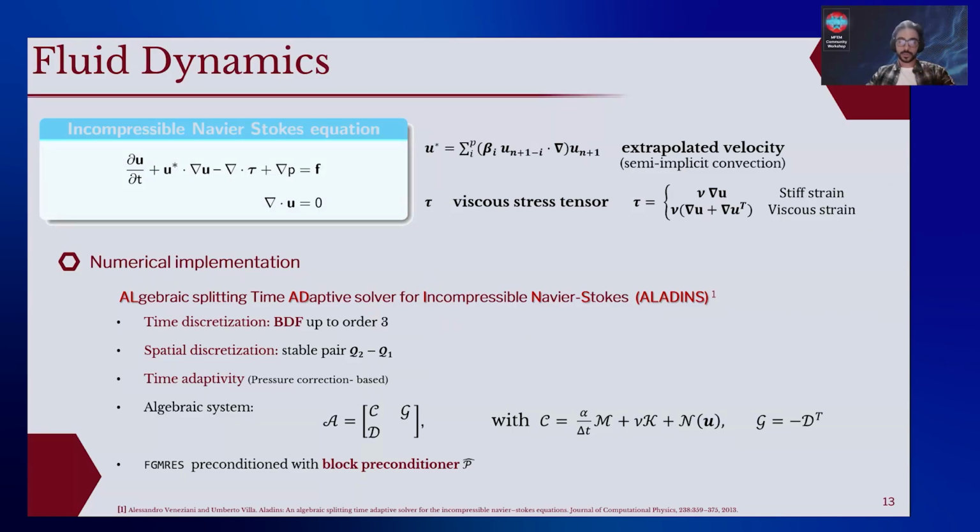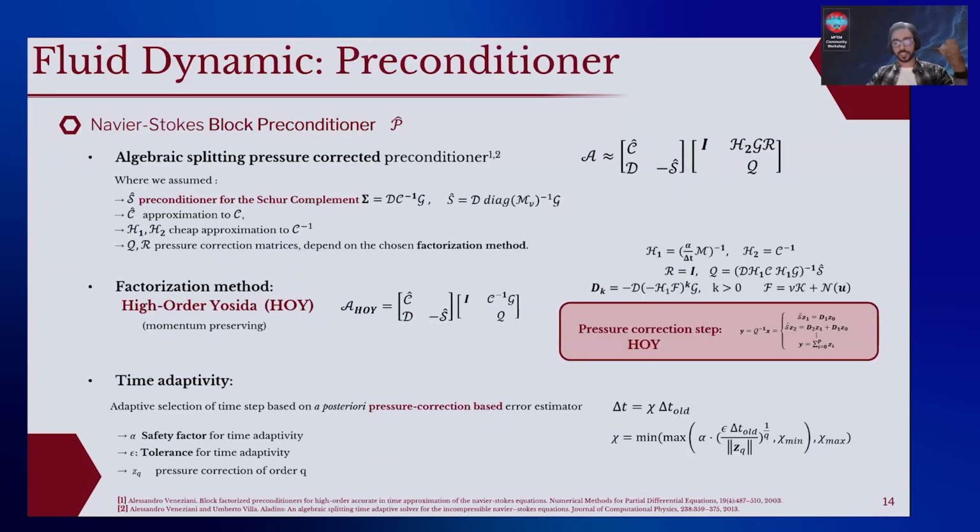For the time discretization, we have BDF up to order 3. For spatial, we have the stable Taylor-Hood elements Q2, Q1. We have time adaptivity, as I will explain in the next slide. And after discretization, we end up with the usual saddle point system, which we solve with a flexible GMRES preconditioner with a specific block preconditioner, which arises from the algebraic splitting theory. So it can be seen as an inexact block LU factorization.